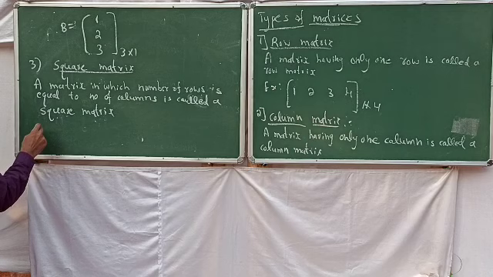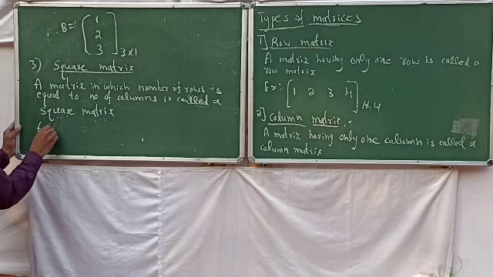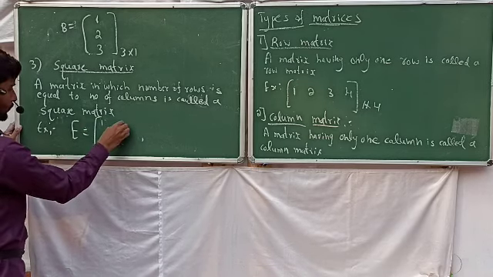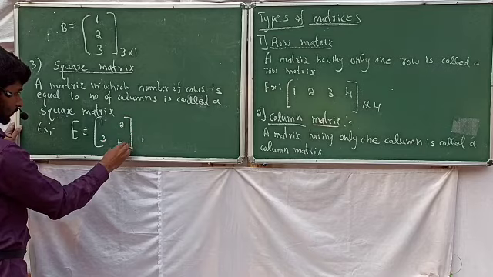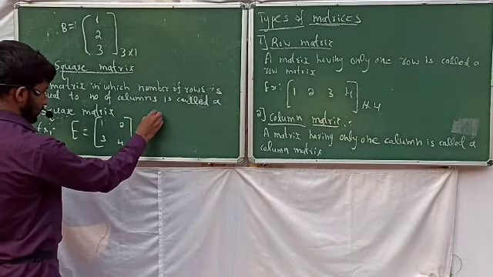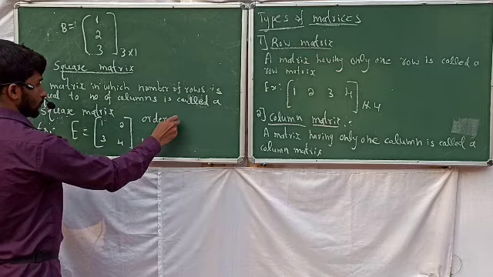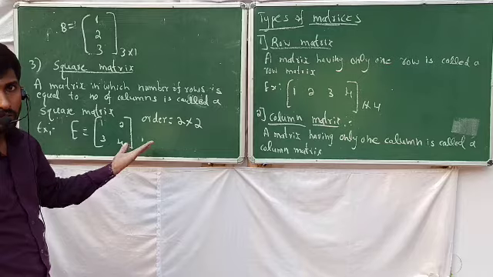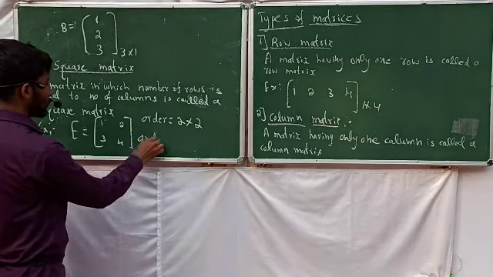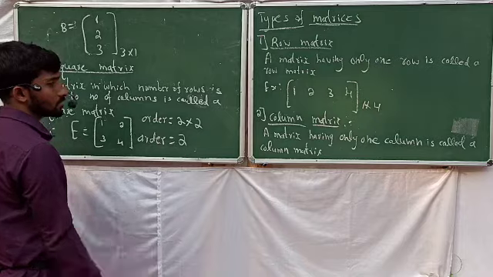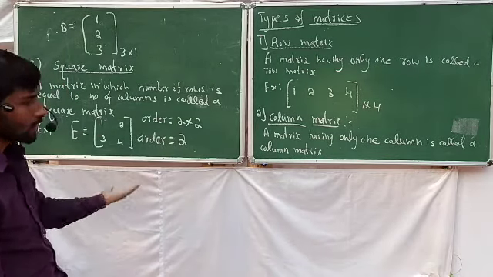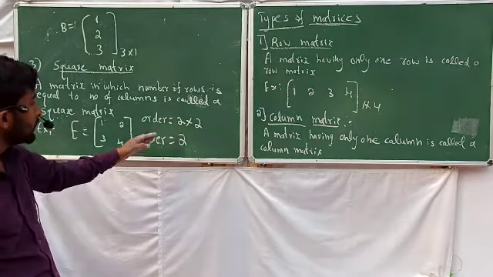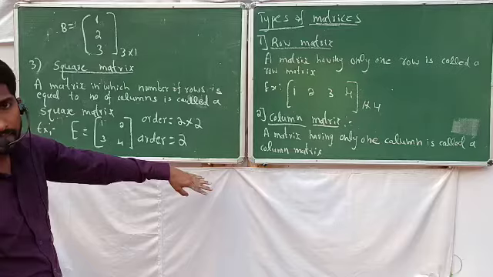Now see examples. Suppose matrix E is equal to 1, 2, 3, 4. What's the order of this matrix? Order is equal to row by column. 2 rows, 2 columns. You can write the order of this matrix is 2 by 2, or simply write order is equal to 2. Whenever you are writing order equal to 2 or order equal to 3, that is nothing but a square matrix. Simply you are writing 2 by 2 as order 2 or 3 by 3 as order 3.